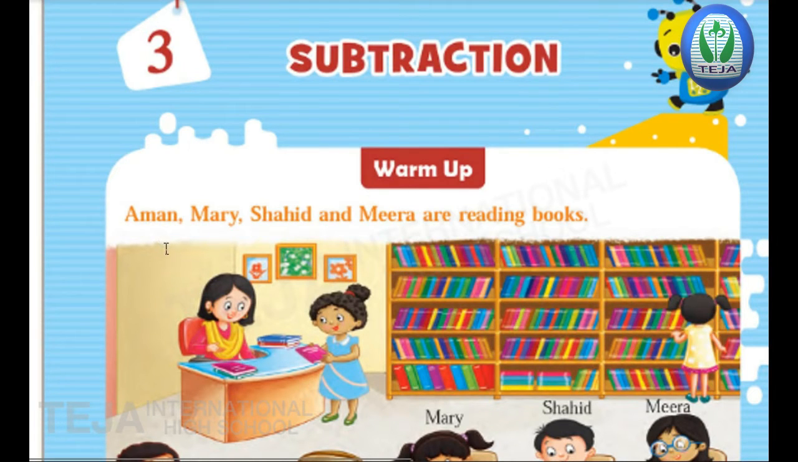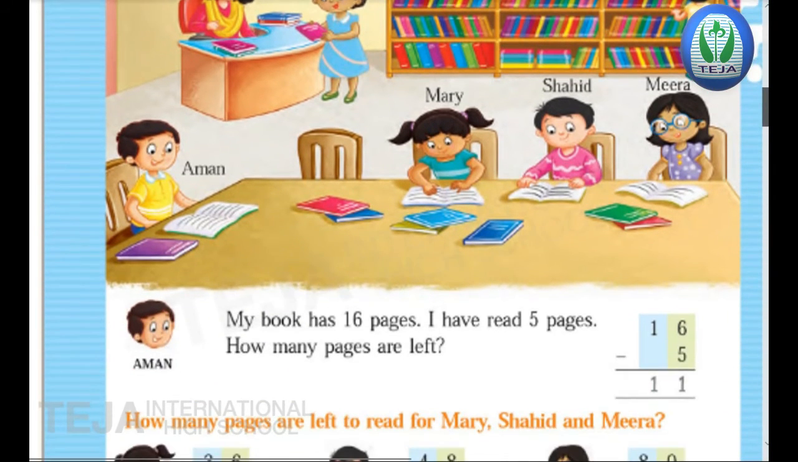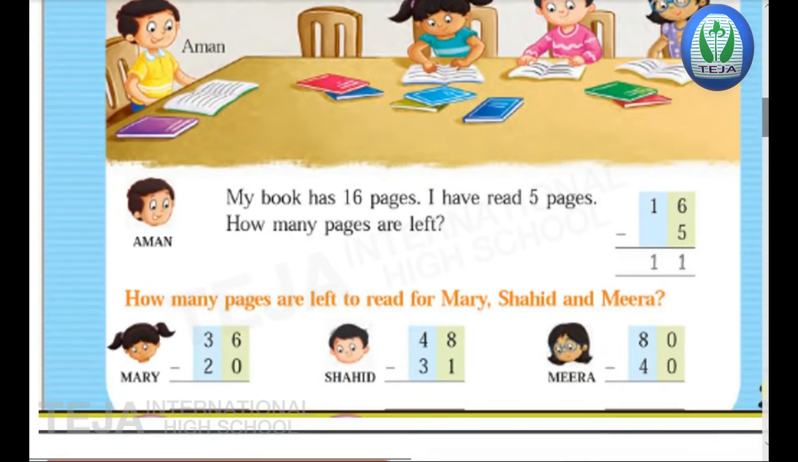Look at the screen, children. Here, see the picture. In this picture, Aman, Mary, Shahid and Meera are reading books. You can see them here. This is Aman, Mary, Shahid and Meera. All these are reading the books. They are in the library and they are reading the books. Now we'll see the question related to the picture.